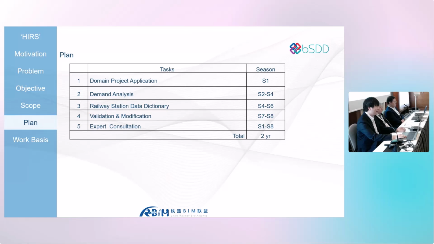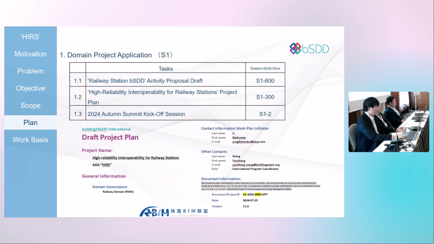And here you can see our plan. Our project takes 2 years in total, 8 seasons. The first phase is domain project application. The second phase will be the demand analysis. The third phase will be the railway station data dictionary. The fourth phase is validation and modification, and the fifth phase is expert consolidation. For the first phase, it takes 1 season and around 900 working labors, and we have done all this before the 2024 Autumn Summit kickoff session.